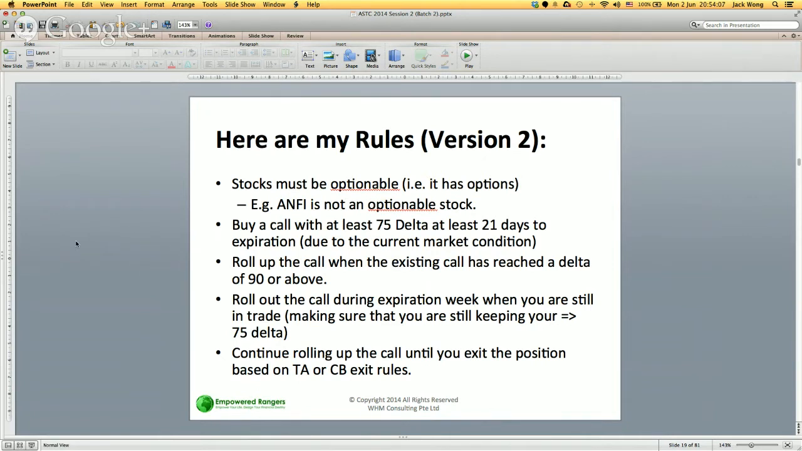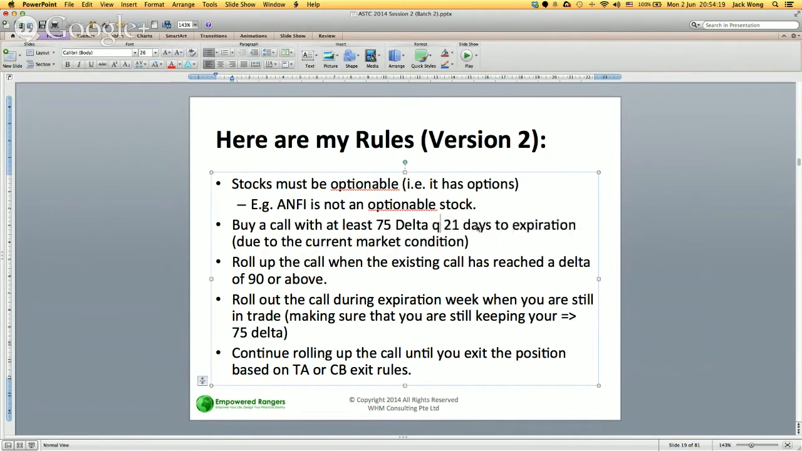What you want to achieve is you buy a call with at least 75 delta and with at least 21 days to expiration. This is because of the current market condition. We are now experiencing a moment of low volatility. The market is quite quiet in that sense. In fact, the last time we saw this environment was the second half of 2006. That was the time when the VIX, the CBOE volatility index, dropped to 9. I haven't seen it for almost 8 years already. So because of that, I'm okay with 21 days. I'm okay with 75 delta.